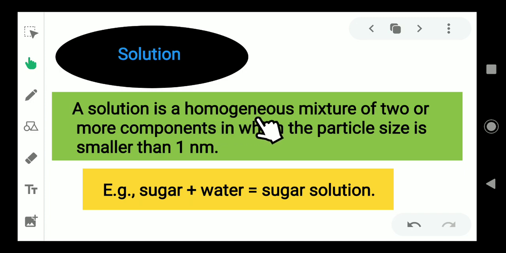A solution is a homogeneous mixture of two or more components, in which the particle size is smaller than 1 nm. Particle size should be smaller than 1 nm. For becoming a solution, which are the factors needed? It is a homogeneous mixture of two or more components and the particle size should be smaller than 1 nm. Salt solution, sugar solution, all these are examples of solution.